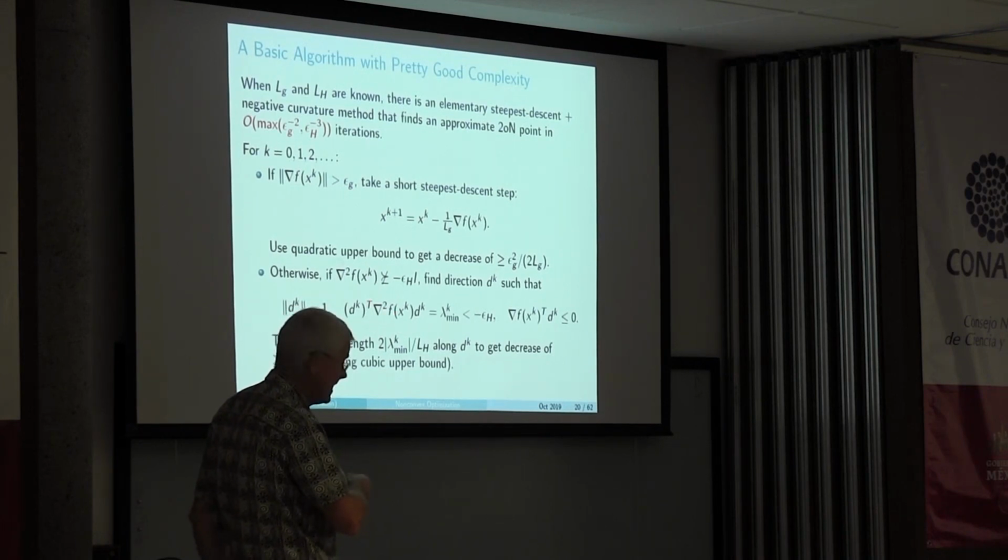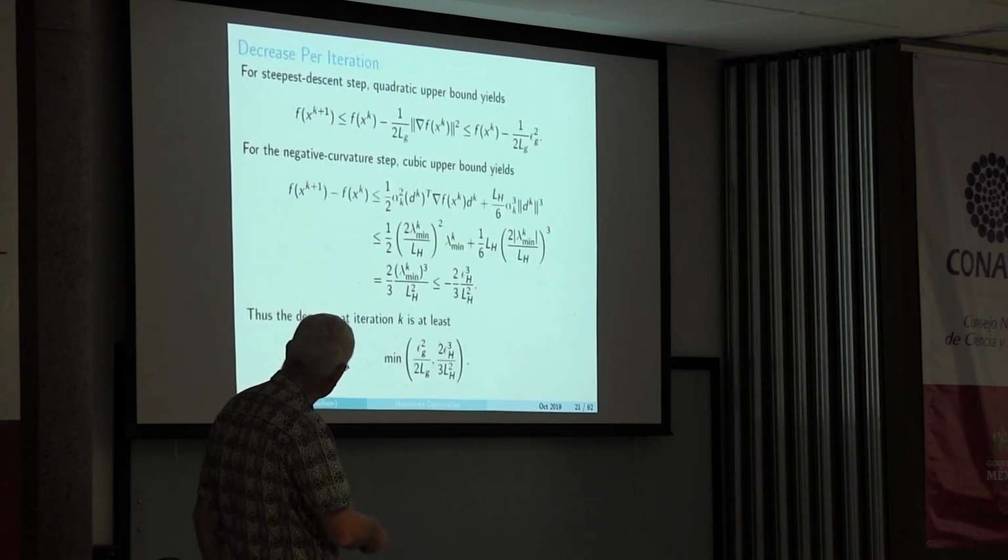So this actually takes a lot of work. This is an order n cubed operation to find this. So we'll talk about that more later. But let's assume you can find that direction. You take a step along that direction of this step length. It's 2 times the absolute value of the most negative eigenvalue divided by LH, okay? You take that step length.